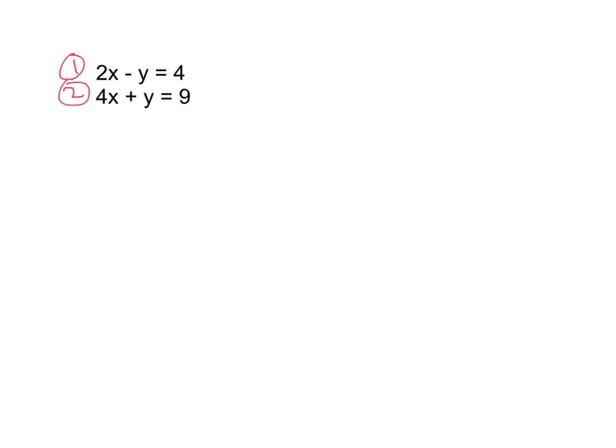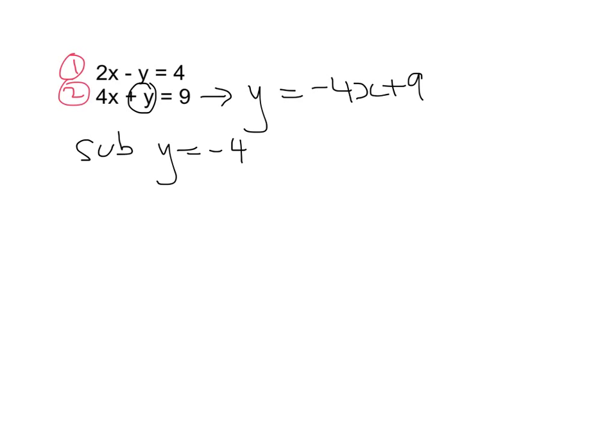In this situation, I'm going to use equation 2, and I'm going to isolate that guy right there. So, we're going to put here y is equal to negative 4x plus 9. I just like writing it that way because I like to see it in slope-intercept form. That's just my style. Now, sub y is equal to negative 4x plus 9 into equation 1, because you've got to put it into the other equation.